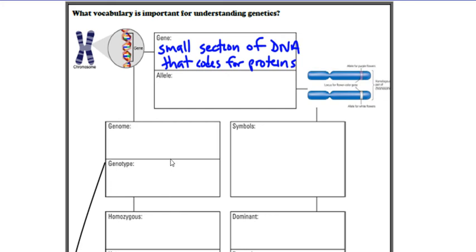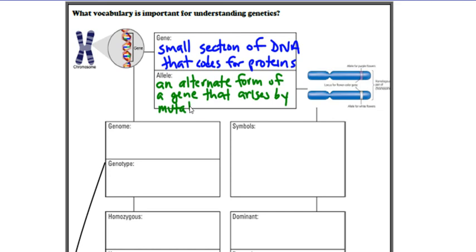An allele, on the other hand, is an alternative form of the gene, a variation of the gene that arises by mutation and found on the same chromosome at the same place.